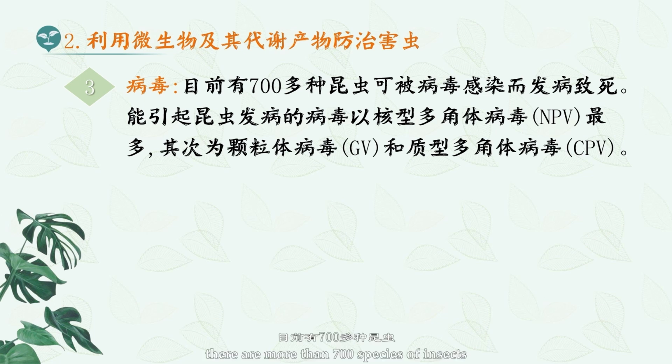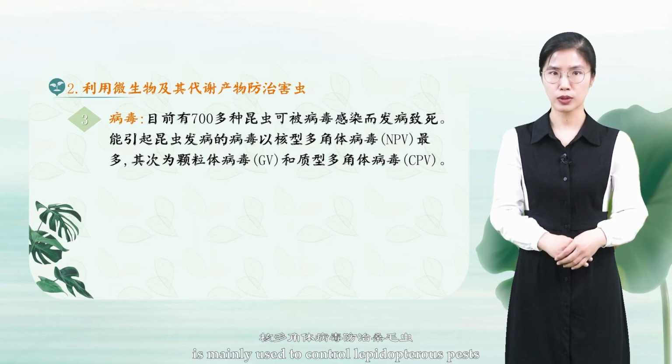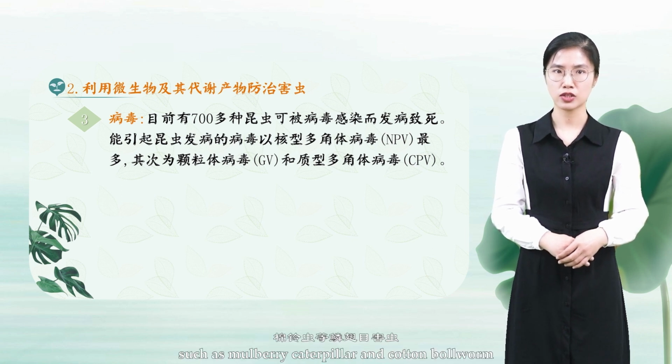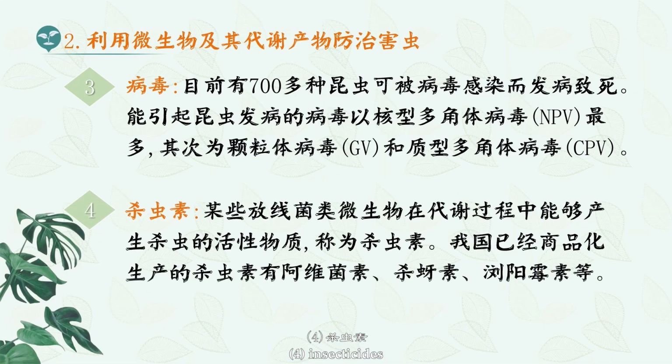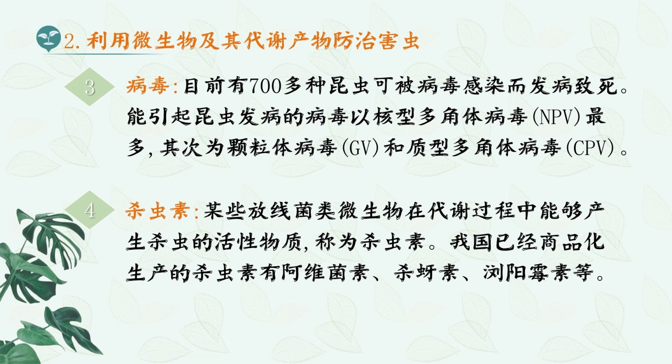3. Virus. There are more than 700 species of insects that can be infected by viruses and die. At present, the nucleopolyhedrosis virus is mainly used to control lepidopterous pests, such as mulberry caterpillar and cotton bollworm. 4. Insecticides. Some actinomycetes can produce insecticidal active substances in the process of metabolism, called insecticides. The insecticides that have been commercialized in China include ivermectin and liuyangmycin.